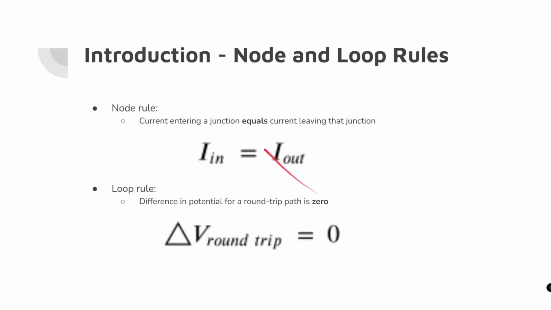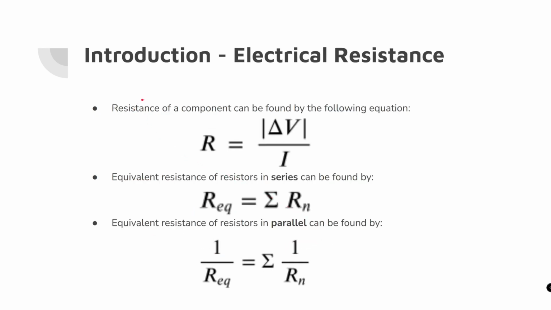So some important things to know here. Our node rule, it's kind of blurry, but the current entering a junction is equal to the current leaving that junction. And for the loop rule, the difference in potential for a round trip path is 0. So pretty simple stuff. The resistance of a component is just change in voltage divided by the current. For resistors in series, equivalent resistance is just the sum of each individual resistance. And for ones in parallel, 1 divided by equivalent resistance is equal to the sum of 1 over each individual resistor.